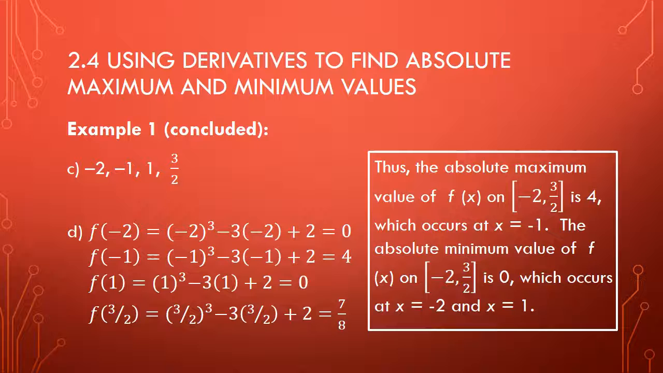Okay, so here we've listed our endpoints and our critical points, or our values for x. We put them all into the function and got the y values. And we can see that we have an absolute maximum when x is -1, y is 4. That'll be our absolute maximum. We actually have two absolute minimums, and that value is 0, and it occurs in two places, at -2 and at 1.